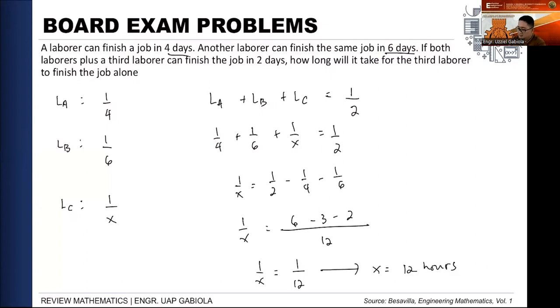Okay? So ibig sabihin, kung si third laborer lang yung magtatrabaho, he can finish the job alone in 12 days. Okay? So mas matagal niyang kayang tapusin. At 12 hours, but 12 days, sorry. Mali yung unit ko, no? It should be 12 days.